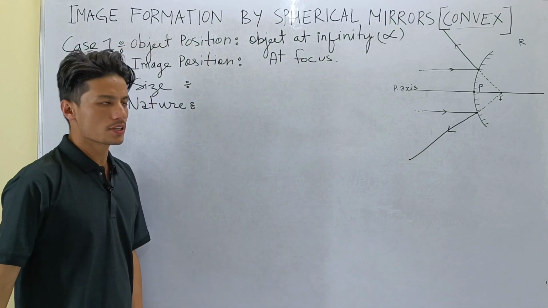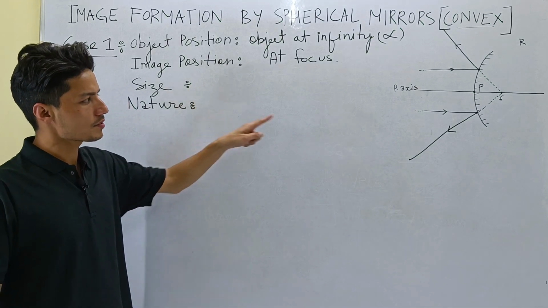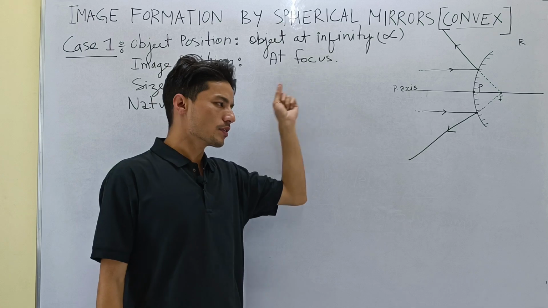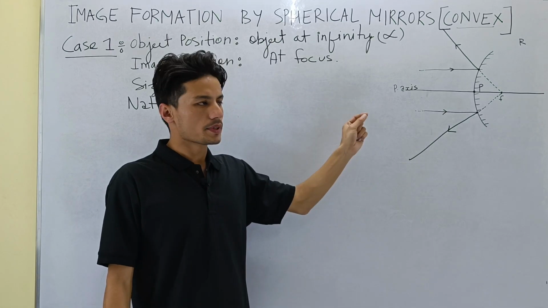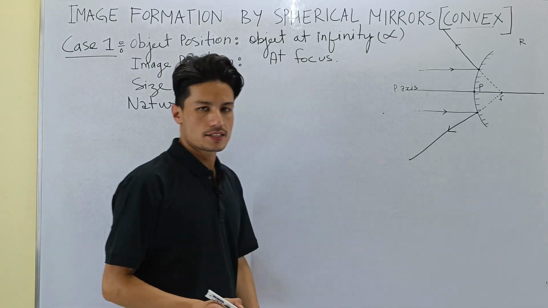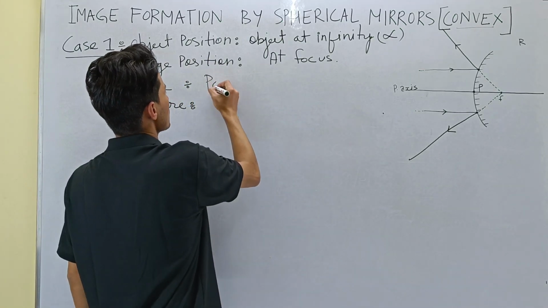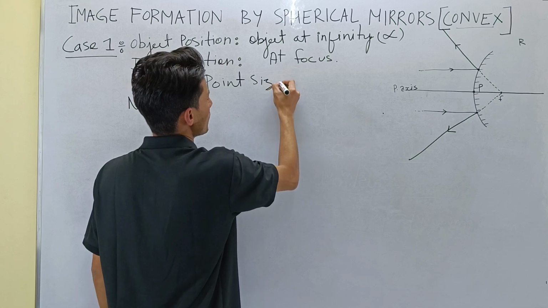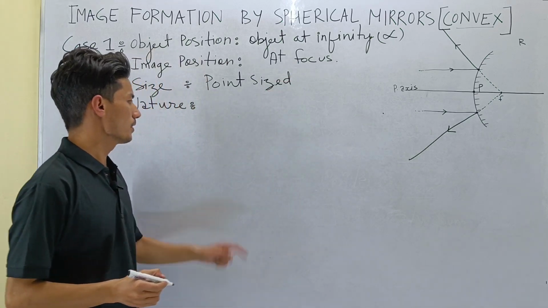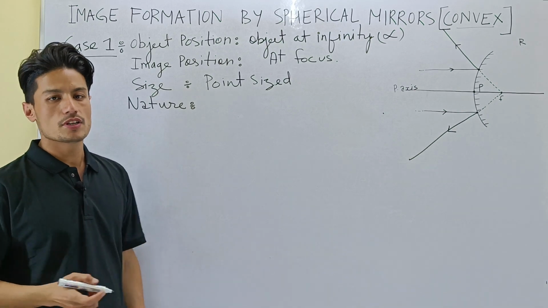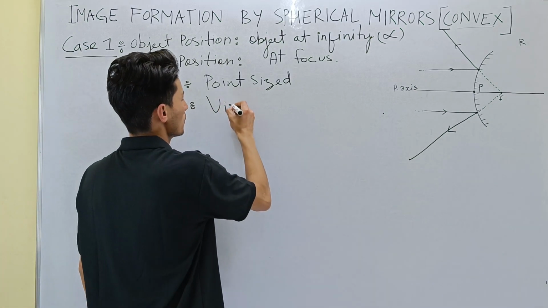It's at focus. Then size. What is the size of the image? Image size is point size. Remember, whether it's concave or convex, in both the mirrors, images formed at focus are point size. It's the size of a point. So the answer is point size. And nature. What is the nature? Convex mirrors will always give you virtual images. So virtual.